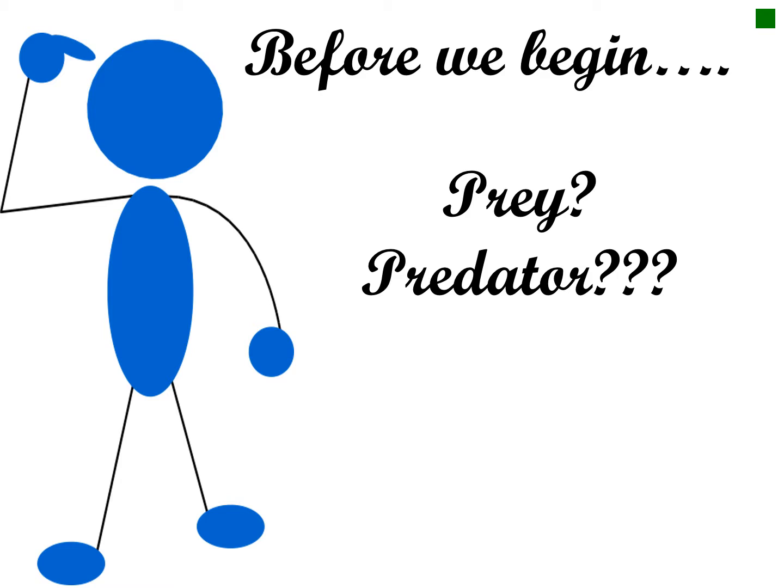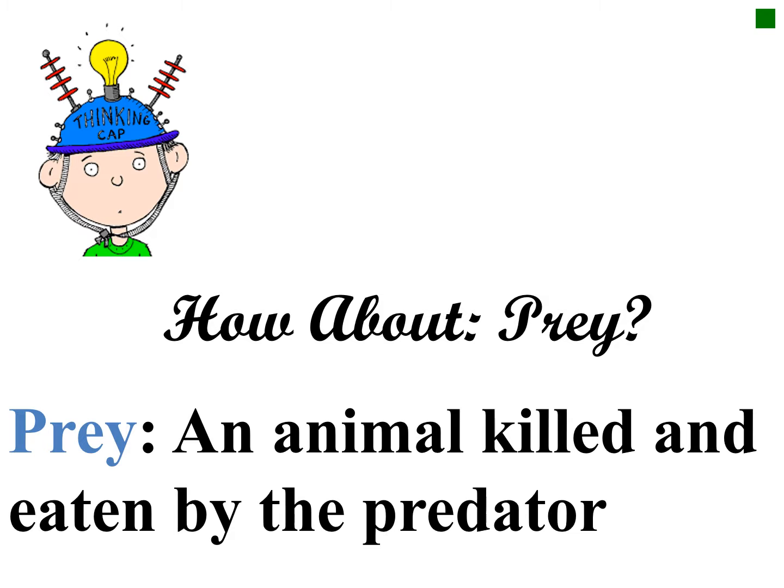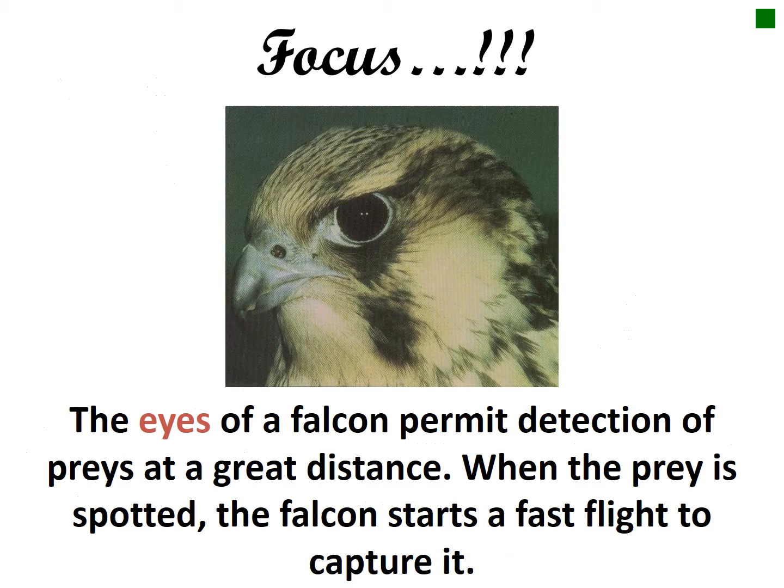So, before we begin, what is the meaning of prey and what is the meaning of predator? Prey is the animal eaten by another animal. This animal that eats the prey is called the predator. So let's start first. Prey, an animal killed or eaten by the predator.